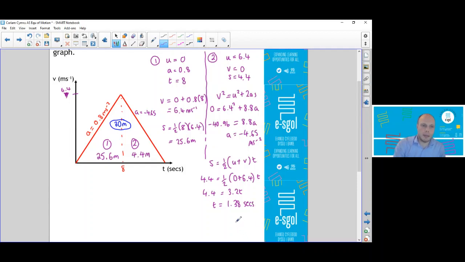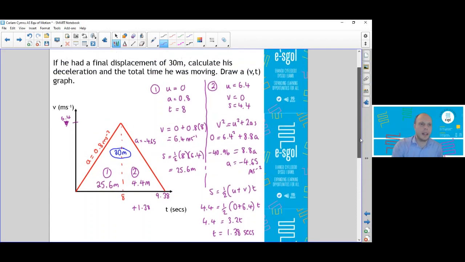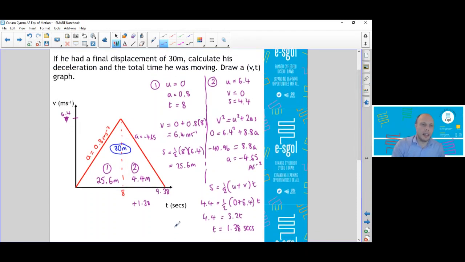Now the total time the cyclist was moving, so that's 8 plus another 1.38, and this is going to overlap where I've written T. It's a bit of a pain, if I can move that. Yes, I can. Okay, and that's going to give us then a total moving time of 9.38 seconds. So a triangular graph and working backwards with the areas on that one. I'm just going to try and show you as many different types of question as possible.